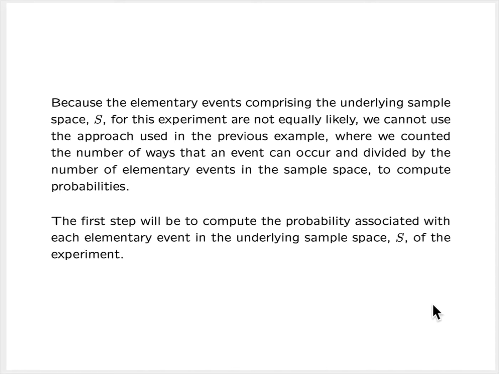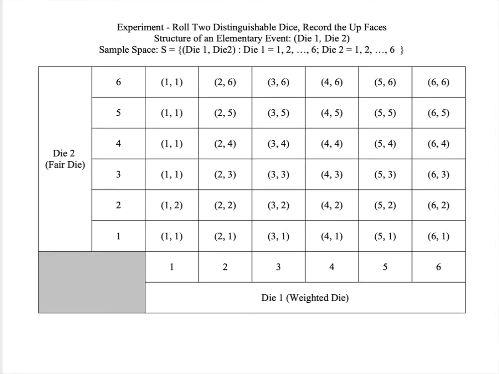So because the elementary events comprising the underlying sample space S for this experiment are not equally likely, we cannot use the approach used in the previous example where we counted the number of ways that an event can occur and divide by the number of elementary events in the sample space in order to compute these probabilities. So this is what we were saying a few seconds ago. And so the first step will be to compute the probability associated with each elementary event in the underlying sample space S of the experiment. And let me go back to this table here.